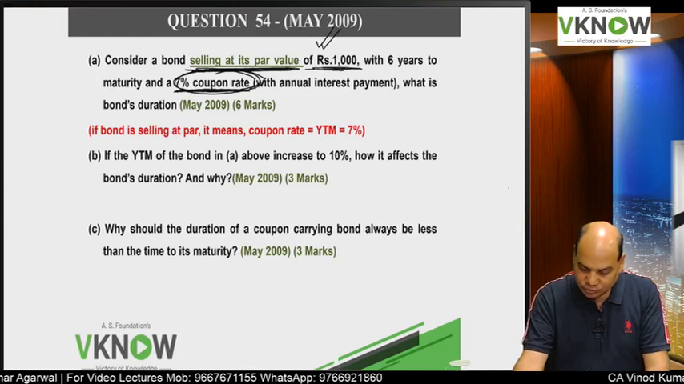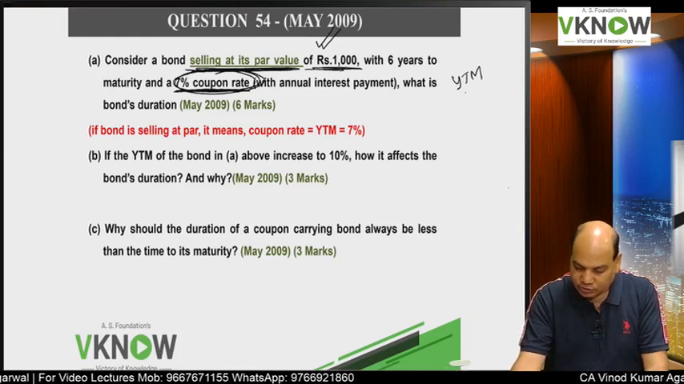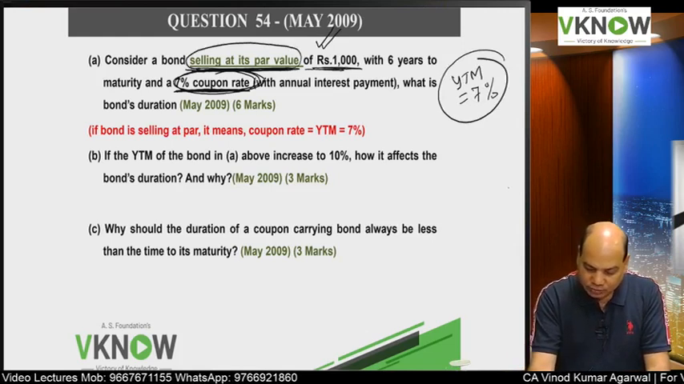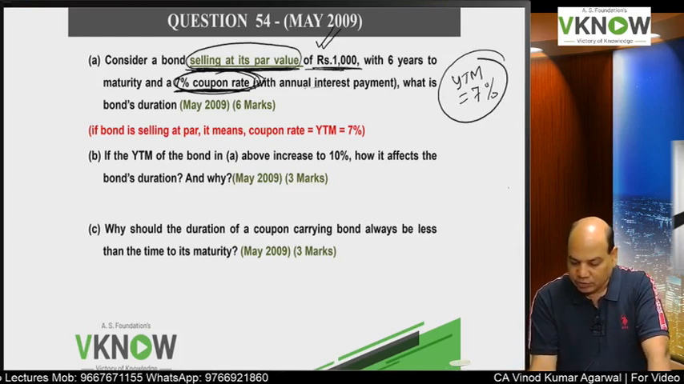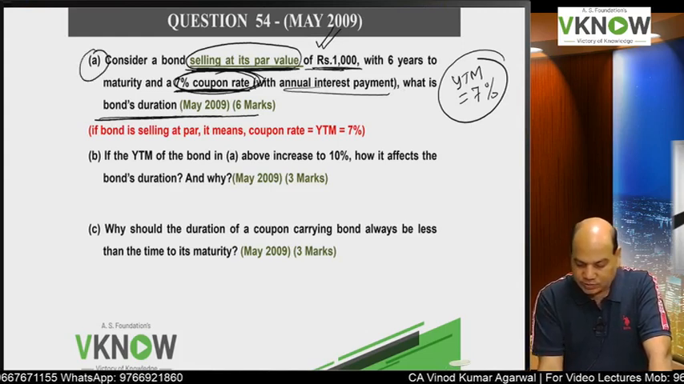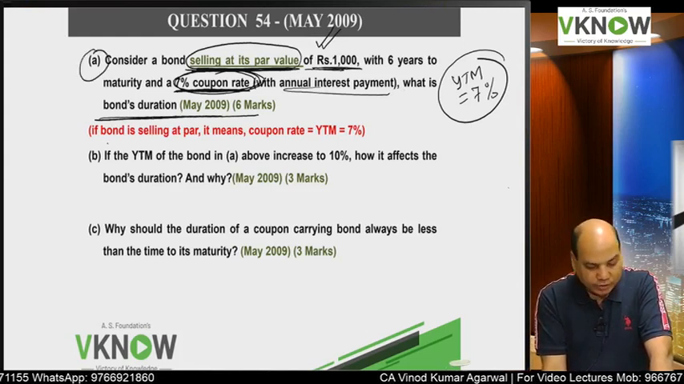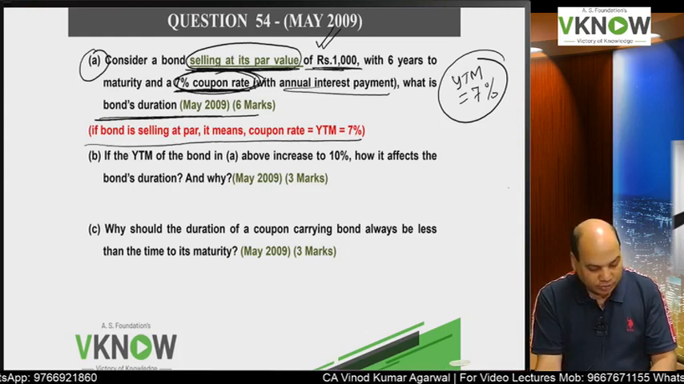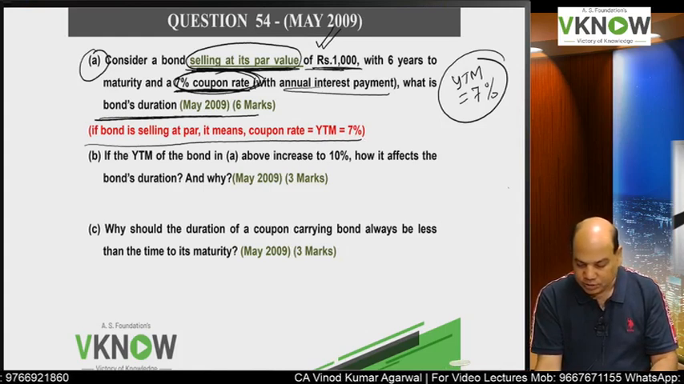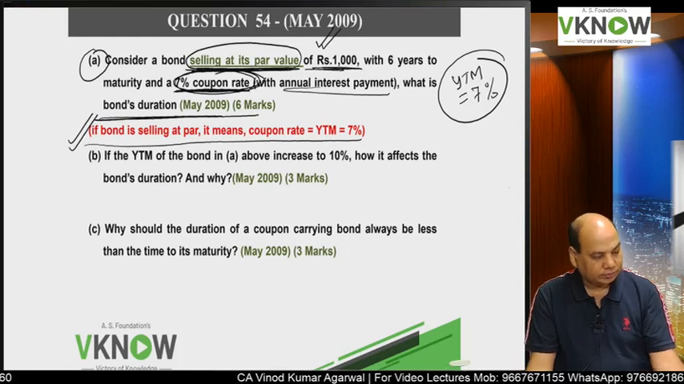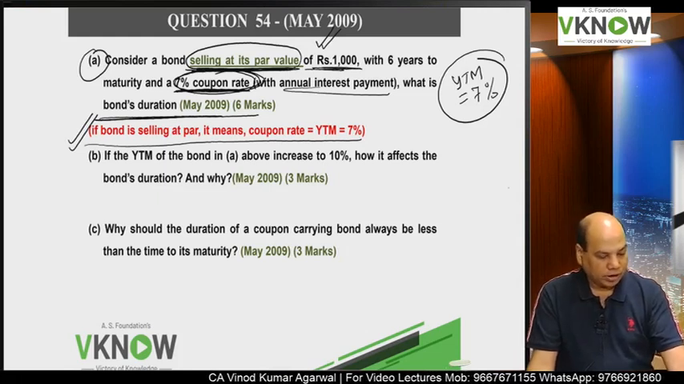Very good. So even though they have not given in the question directly, but indirectly this is the hint that the YTM is 7% with annual coupon payment. What is the bond's duration? This question A was for 6 marks and I have written a note that if bond is selling at par, it means coupon rate and YTM are equal, that is 7%. So write down this note first in the answer.